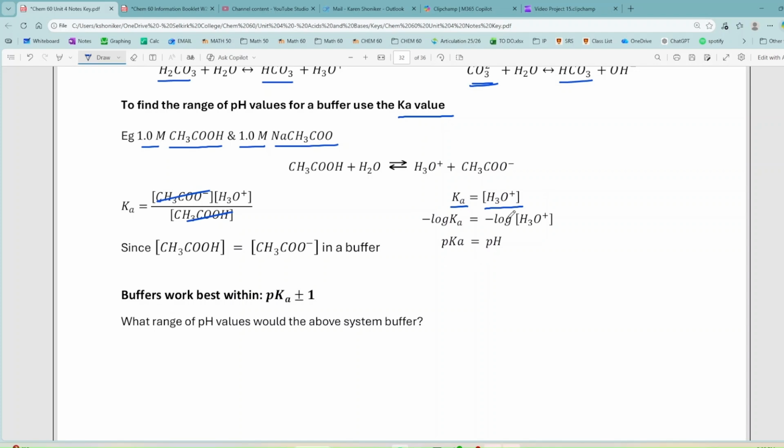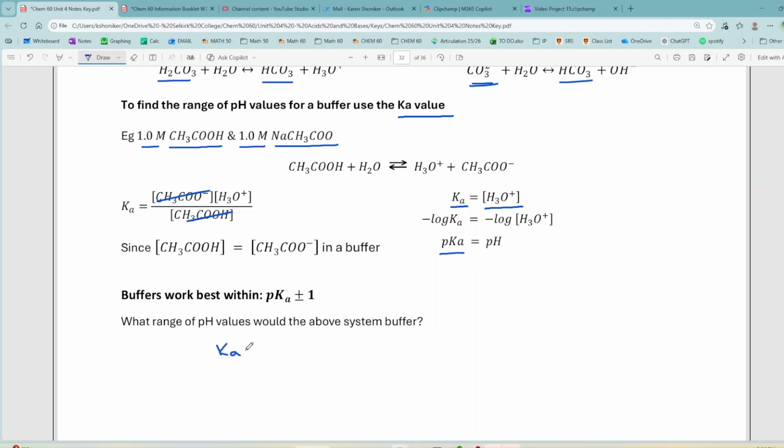So if we then took the negative log of the concentration, and what we do to one side, we do to the other side, we're going to take the negative log of Ka. Oh, there's that pKa. And we would get that pKa is equal to pH. So if you want to find the range of pH values that your system buffers, it's based on your Ka, but then you're going to change it into a pH. So let's look it up.